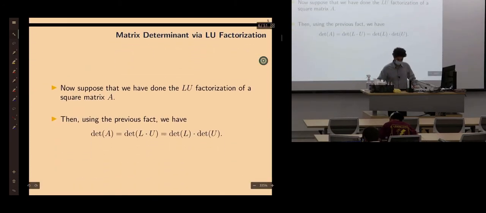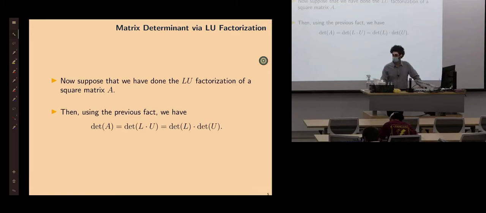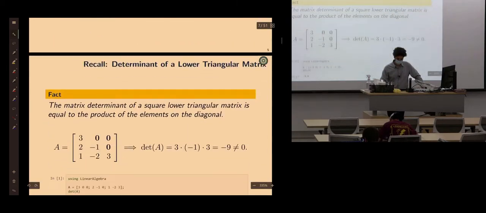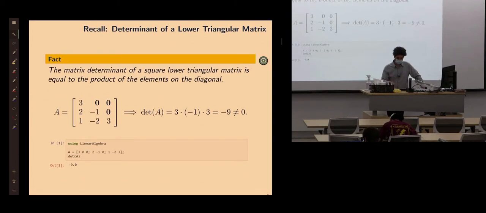So the determinant of A is just the determinant of L times the determinant of U. Now, as a reminder, just to recap, we learned that if a matrix is a lower triangular matrix, the determinant is just the product of its diagonal entries. That's the example we had. Now, the same thing was true for the upper triangular matrix.